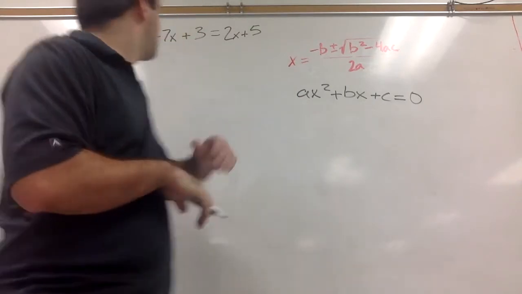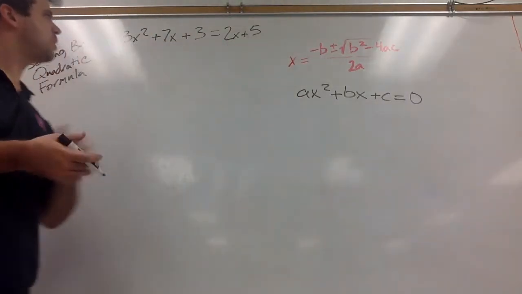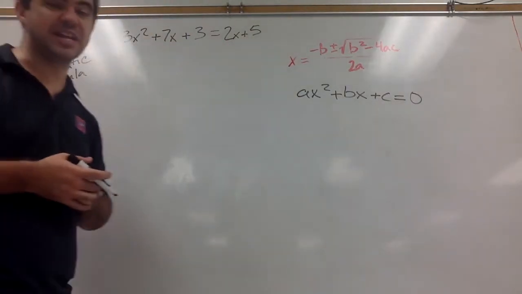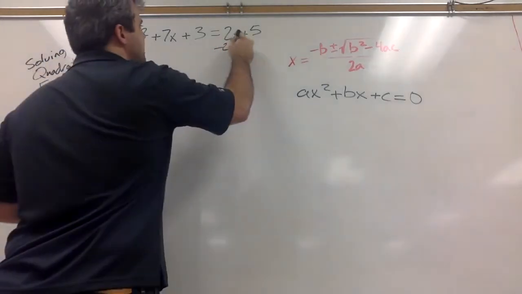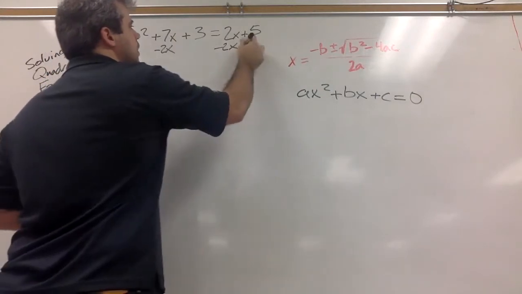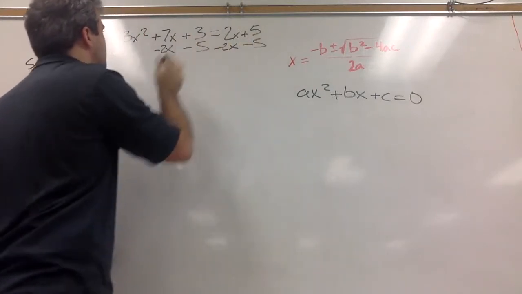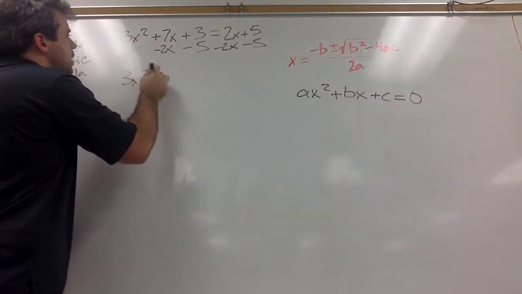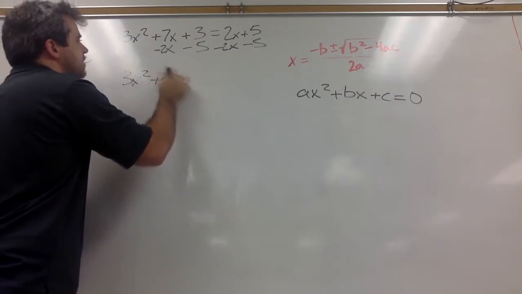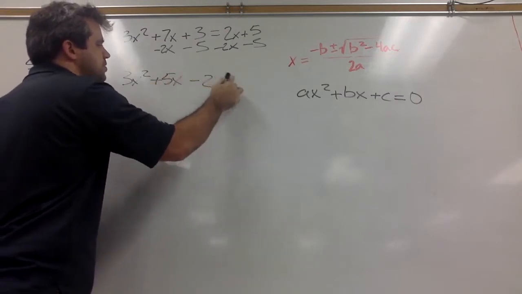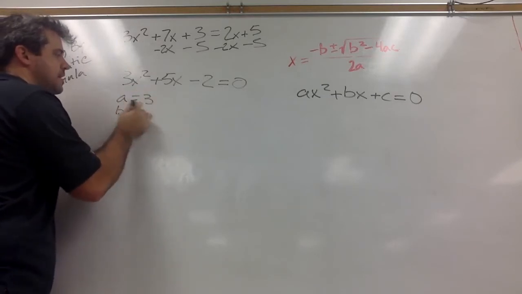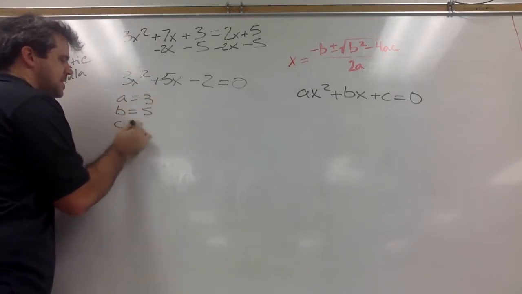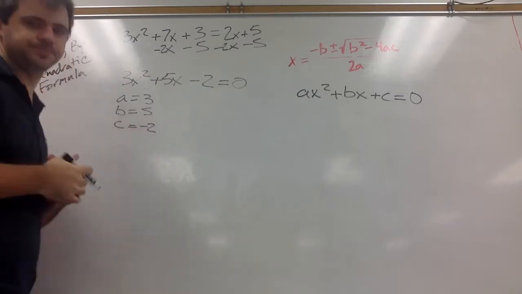Okay, so let's give it a shot with this one right here. You'll notice it is not in standard form. So we're going to move all of this over. We're going to do minus 2x. We're going to do minus 5. So we get 3x squared plus 5x minus 2 equals 0. So a is 3, b is 5, c is negative 2.